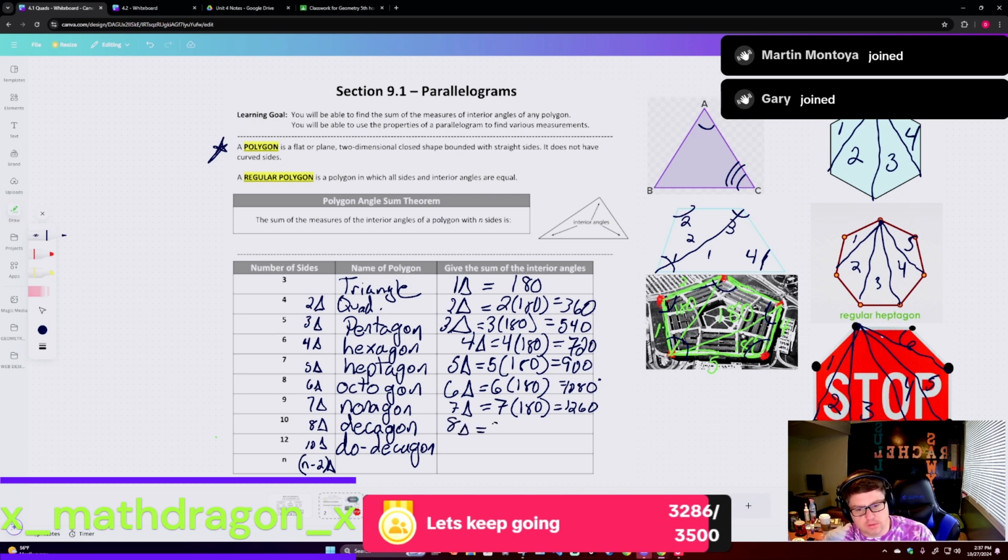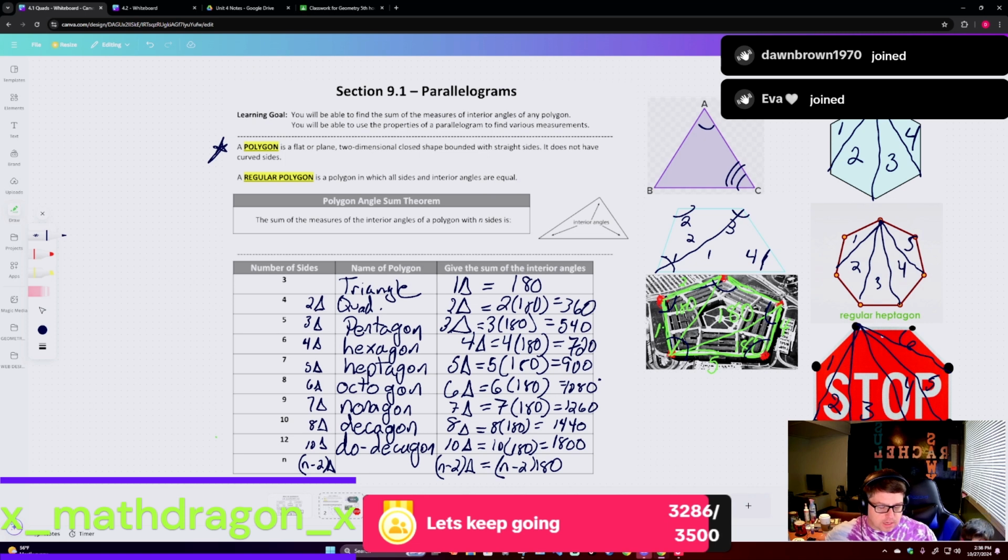Then 8 triangles is 8 times 180. 8 times 0. 8 times 8 is 64. And then 1440. And 10 triangles would be 10 times 180. So just add a 0 at the end of it. And then n minus 2 times triangles, we're going to do n minus 2 times 180. So whatever our number of sides are, we're going to subtract 2 and times it by 180. So that's how we're going to find the sum of the interiors for any shape whatsoever.